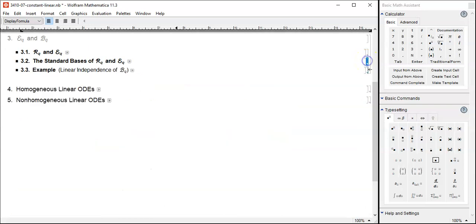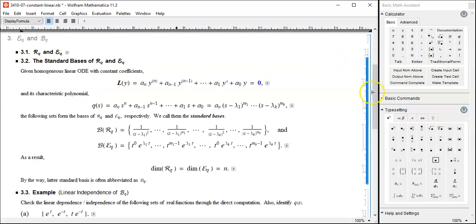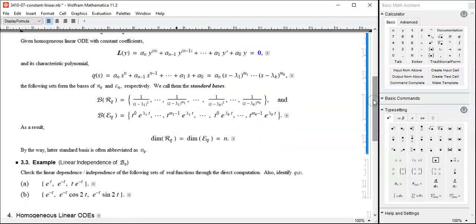And let's do an example instead. Check the linear independence or dependence of the following sets of real functions through direct computation. Also, identify Q of S. Okay, all right. How about this? e to the t power, e to the negative t power, t times e to the negative t power. Let's identify Q of S first.